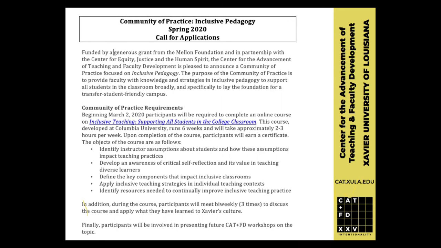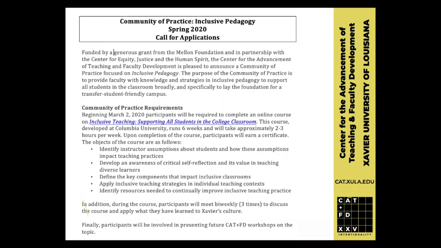And we will just, again, talk about how it relates to Xavier's unique culture. And then people who do this, finally, will be involved in workshops like this moving forward. So you can start talking about inclusive teaching within your own departments and your own specific fields, and not just a general overview like this.